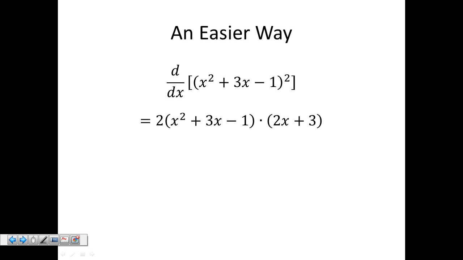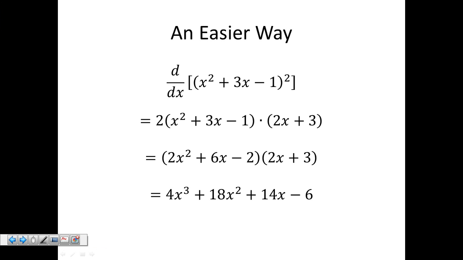Multiply by the derivative of x squared plus 3x minus 1, which is 2x plus 3. That's not a difficult derivative. The power rule was not a difficult derivative. Putting them together, very new novel way for us to do this. But now I just have to simplify. I'll go ahead and multiply my 2 in, and I do have to multiply these two polynomials. What I end up with is 4x cubed plus 18x squared plus 14x minus 6.